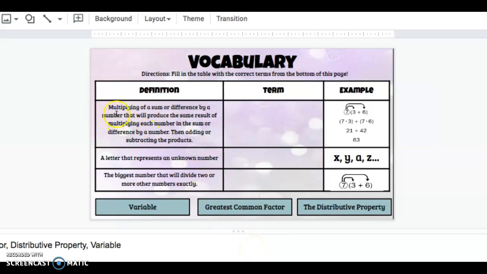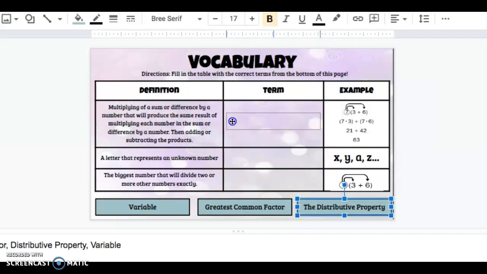So the first one says multiplying of a sum or difference by a number that will produce the same result as multiplying each number in the sum or difference by a number, then adding or subtracting the products. So that's like when you take your number outside your parentheses and put it inside to the numbers, you distribute it to the numbers on the inside. So like our trick-or-treating example. So that would be variable, greatest common factor, or the distributive property. And the winner is the distributive property.